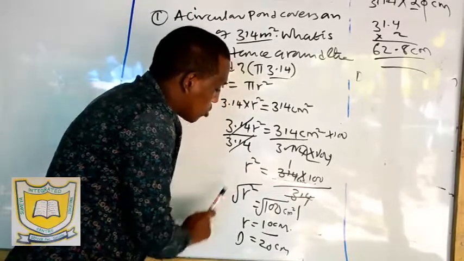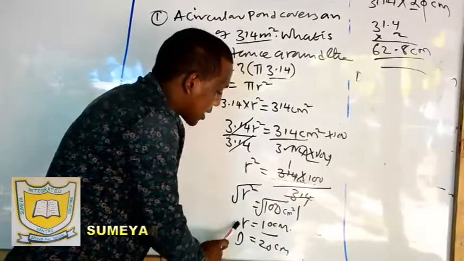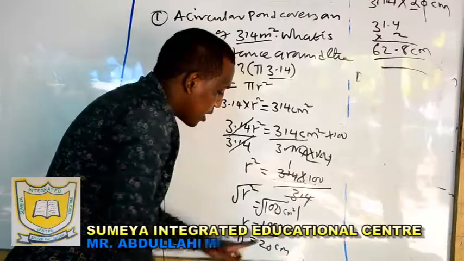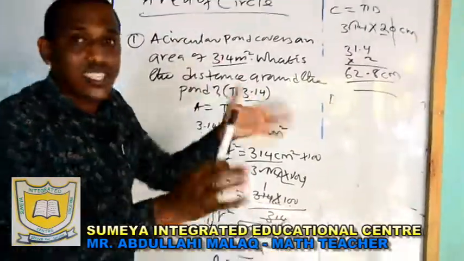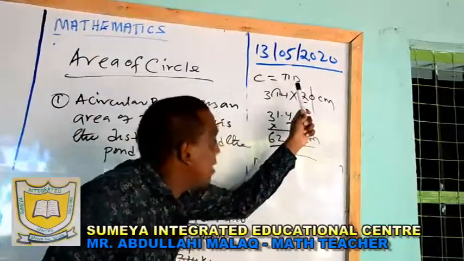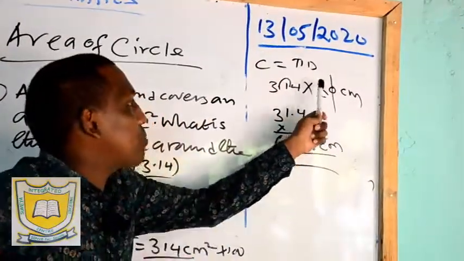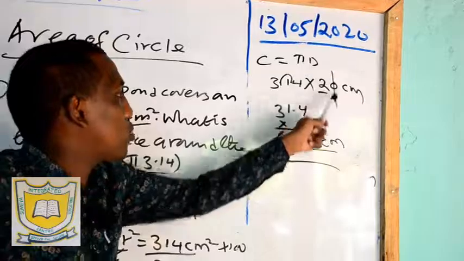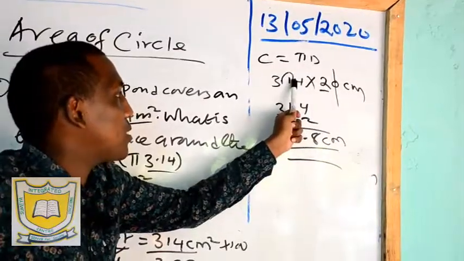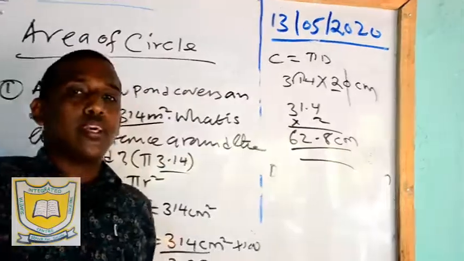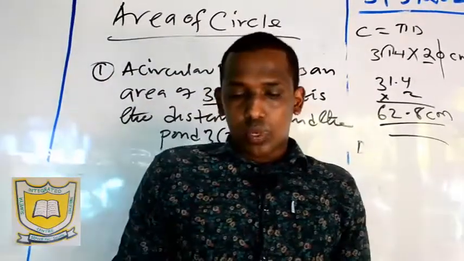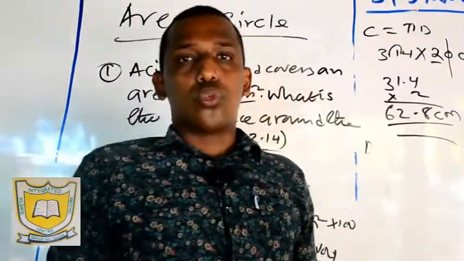If it has a square, you square root both sides. Square root of r squared is r. Square root of 100 is 10. If the radius is 10, diameter will be 20. They want to know the circumference, the distance, the perimeter, pi d. 3.14 times diameter 20. Cancel, the point will move one step. So 3.14 times 20, you get 62.8 centimeter. So we shall stop it there. We shall continue from there. Wish you all the best.